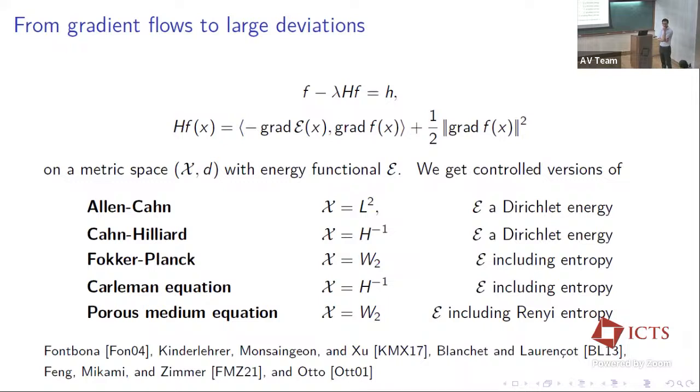I'll state the list. Let's go to the list. Not all of them might be familiar to you. The first one, the Allen-Cahn equation, is an equation for phase separation that pops up if you look at Kac-Ising models, and you put it at the critical temperature. So you're very close to the moment that the phase transition happens. Then the limiting equation is the Allen-Cahn equation.